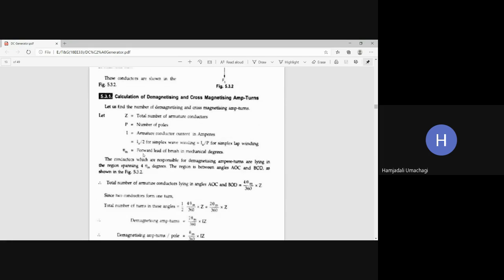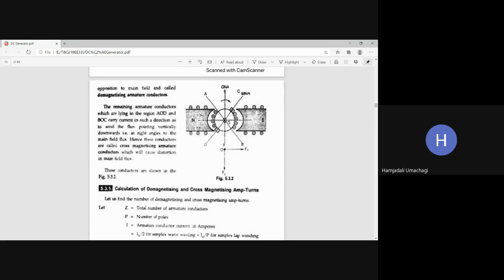m degrees. The region is between angle AOC and BOD as shown in figure 5.3.2. So this is our figure 5.3.2, where the regions AOC and BOD contain the armature conductors which are responsible for the demagnetizing effect. And now how much area do they cover? If this is theta m, this is also theta m, this is also theta m, this is also theta m, then altogether the area span covered by the demagnetizing armature conductors is 4 times theta m.